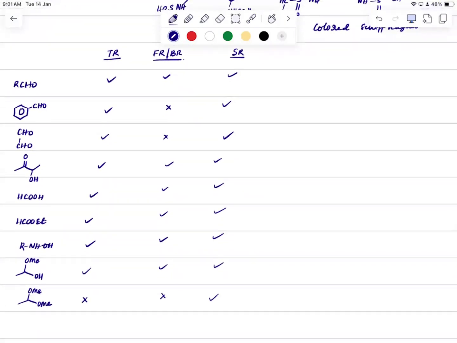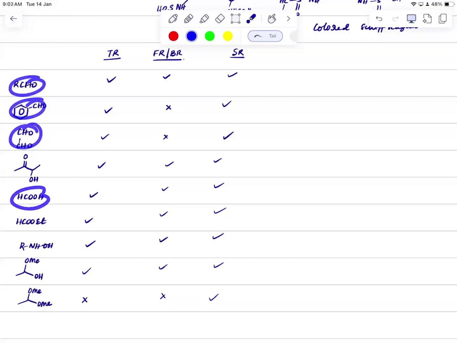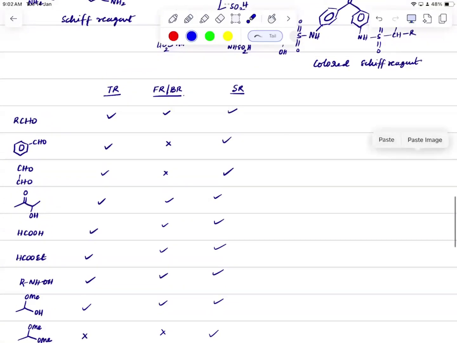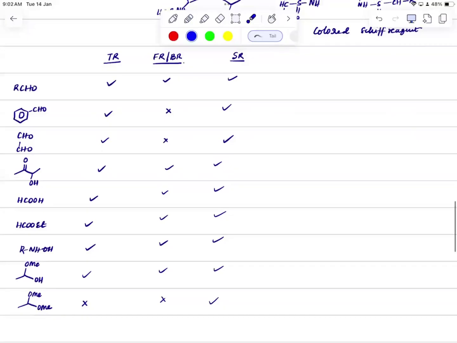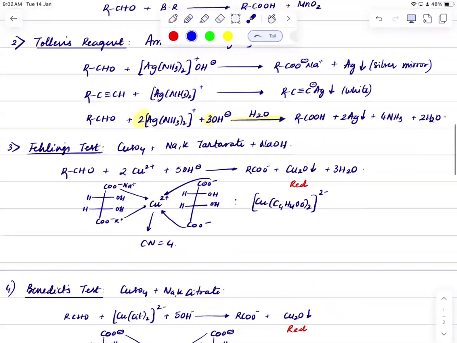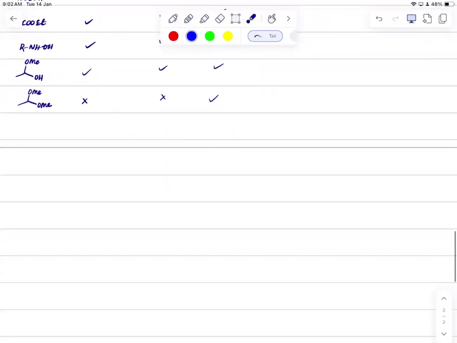Okay, for advanced, we need to look into a lot more cases. But as far as mains is concerned, this one, this one, this one, and this one. These four are particularly asked. So please be careful in which case they will give positive and which case they will not. Okay. I hope all of you understood these three tests.